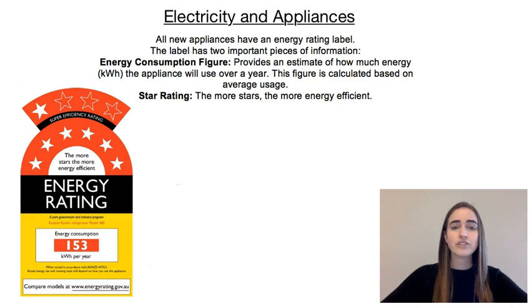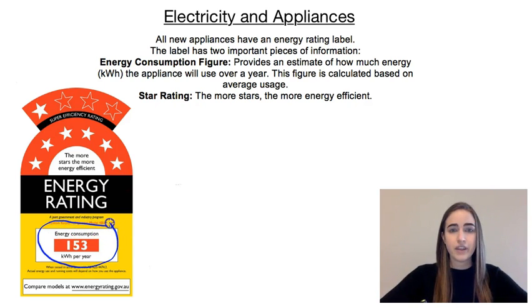The last thing that I want to have a look at is these energy rating labels. So all new appliances will have a sticker on them that looks something like this. And there's two really important pieces of information on there. So the first one is this number down here. So that's our energy consumption figure. And it gives you an estimate of how much energy in kilowatt hours that appliance is going to use over a whole year. So it's all based on average usages, and you can check out what the averages are and what the assumptions are on the energy rating website. But effectively, the smaller the number, the better, because it's going to use less energy.